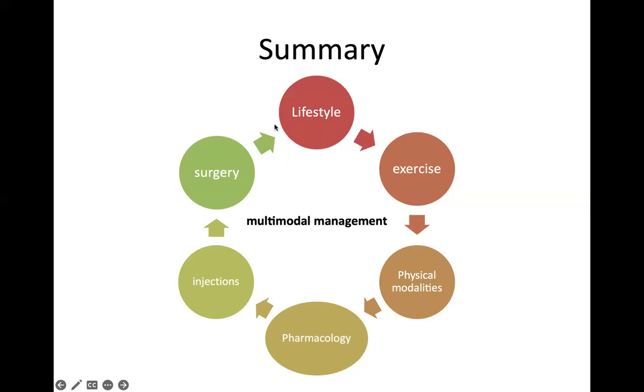What is the safest non-steroidal? I like Celebrex. I think Celebrex is the safest. Yes, COX-2 inhibitors.